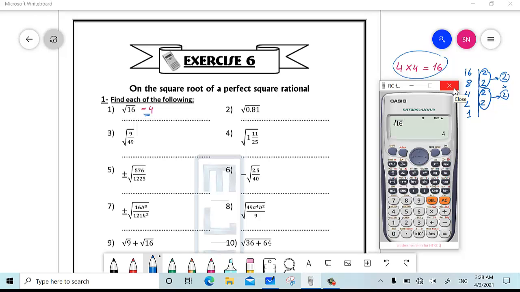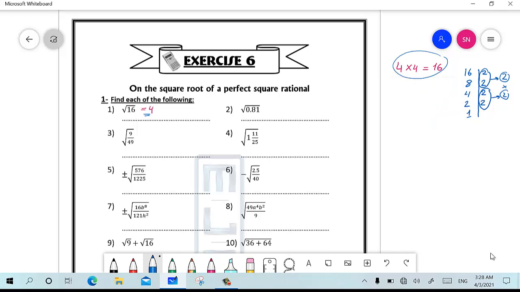Let's go now and solve the other example, which is number 2. Now I want to find the square root of 0.81. First of all, I'm going to write 0.81 in the form of a rational number, which is 81 over 100. We must know something very important. If I want to find the square root, for example, of a over b, I can distribute the square root on the numerator and on the denominator. So I'm going to have square root of a over square root of b.